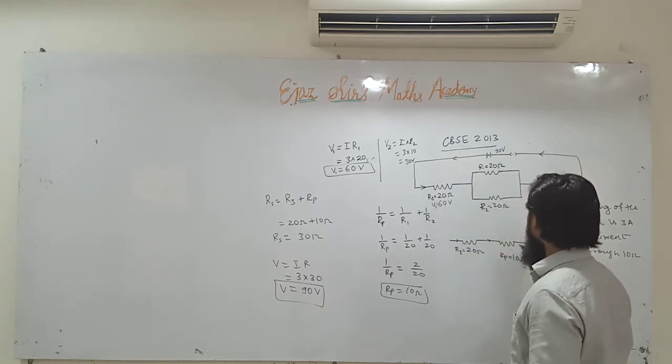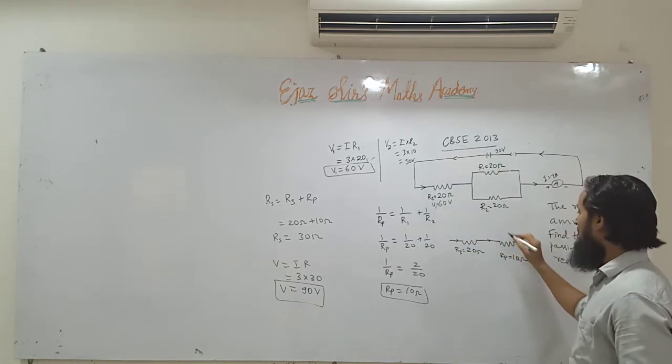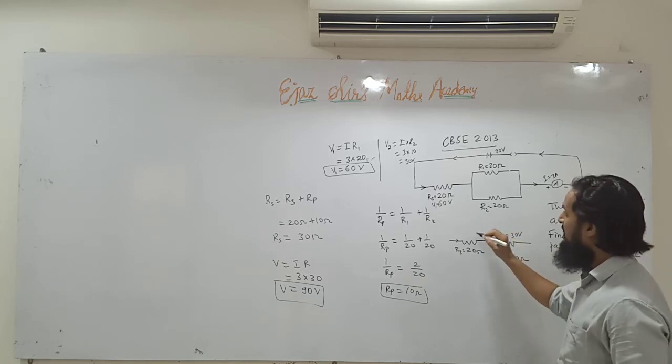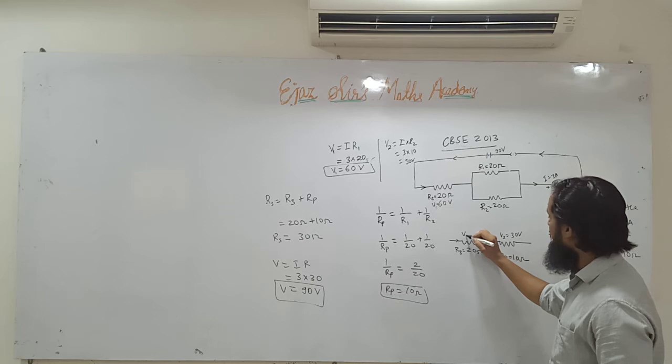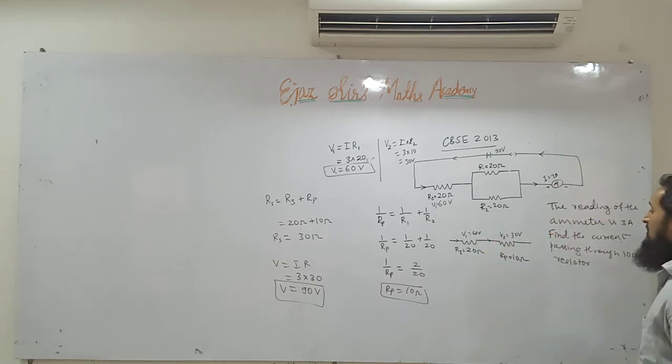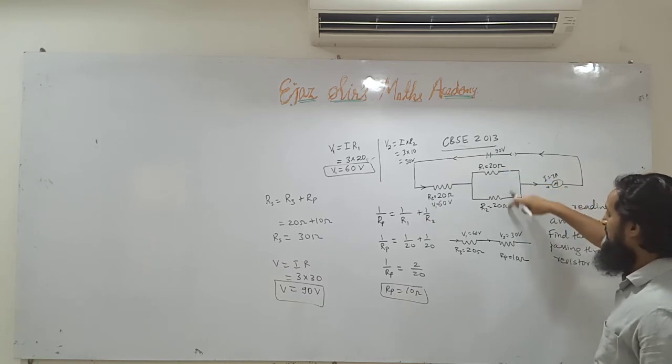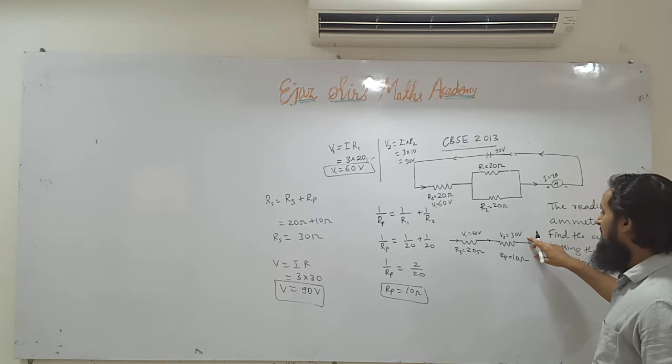And here these two give us 10 ohm. How much voltage is spent here? It is 30 volt. And here it is V1, 60 volt. So these two are in parallel. How much will be the voltage? 30 volt, 30 volt, because they are in parallel.